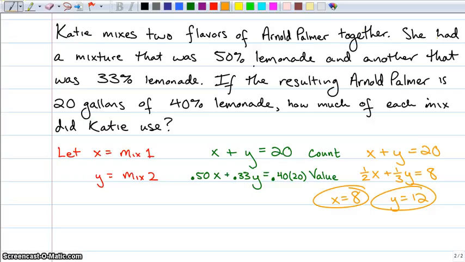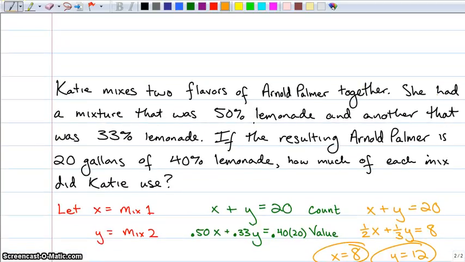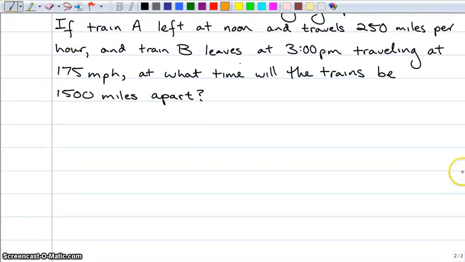So the last problem, the one that I skipped earlier, is the hardest possible problem that you could have this year. It says if train A left at noon and travels at 250 miles per hour, then train B leaves at 3 p.m. traveling at 175, what time will the trains be 1,500 miles apart?